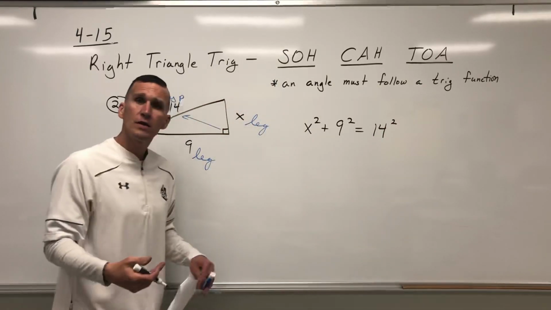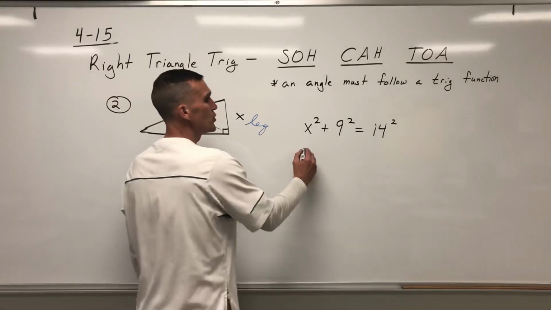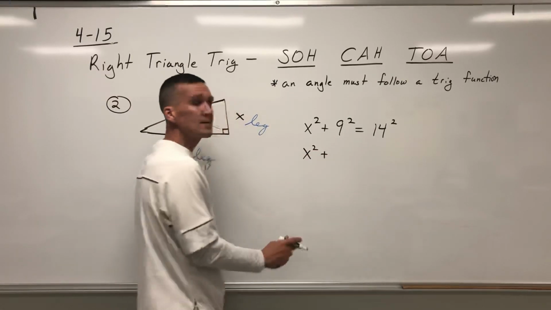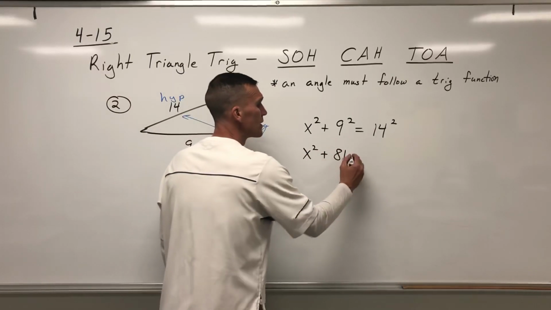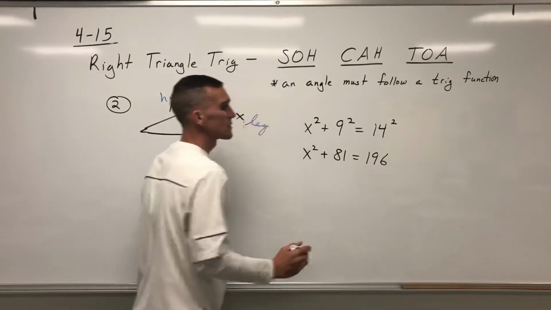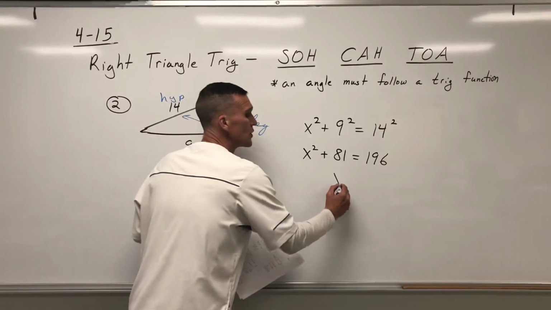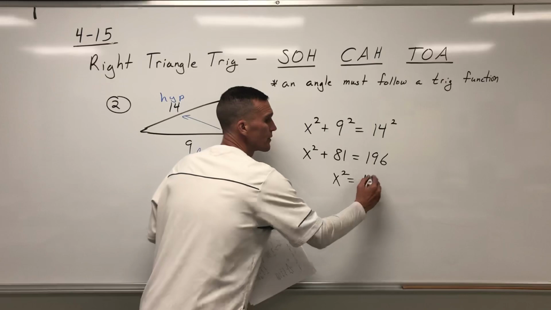Take out my little calculator. Some of these I can maybe do in my head. Actually, maybe both of these you can do in your head. But you would have x squared plus 9 squared is 81, equals 14 squared is 196. Now when you minus 81 from both sides, you get x squared is equal to 115.